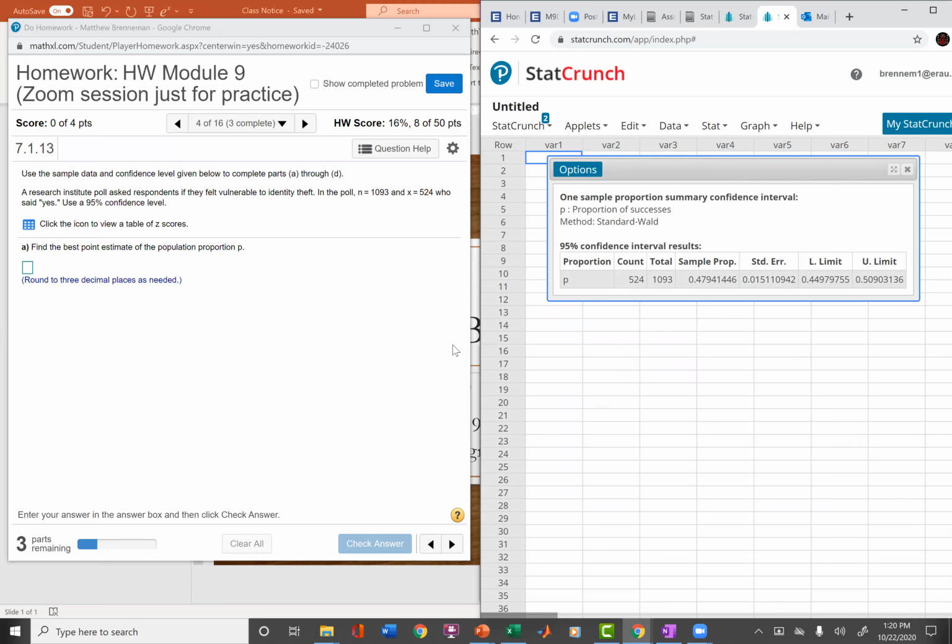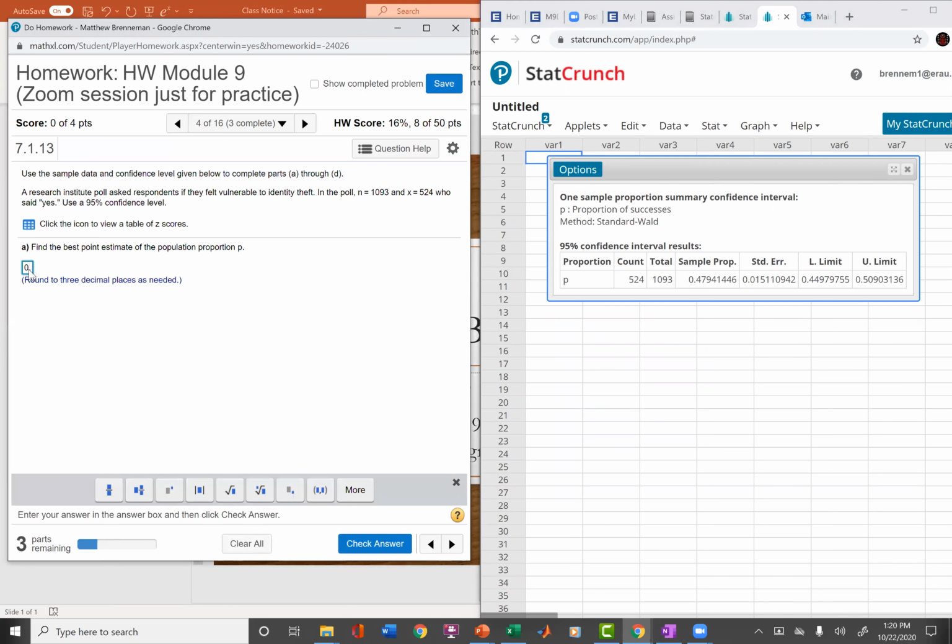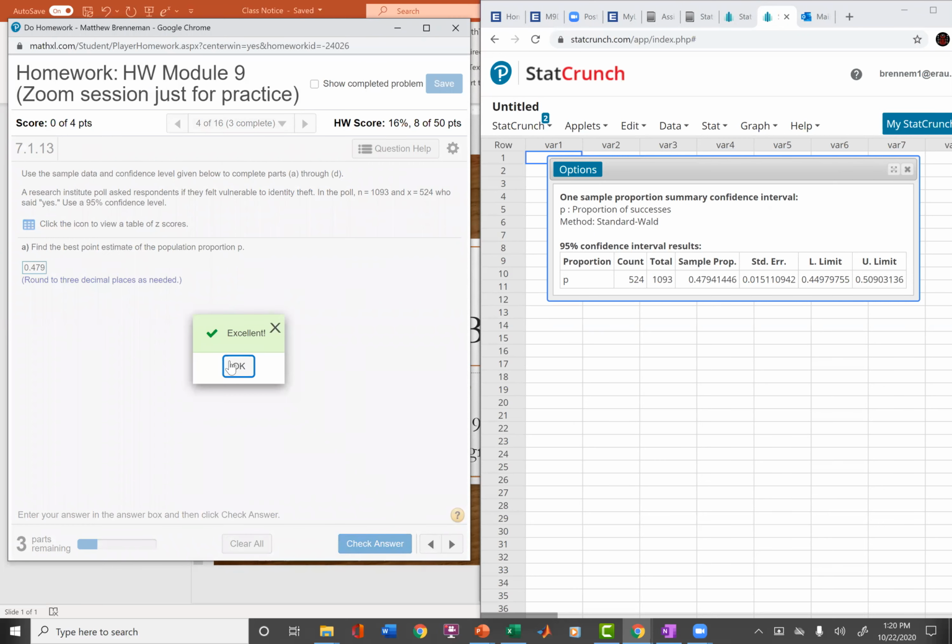Point estimate is a sample proportion, right? So you can go ahead and just copy and paste that, right? Sometimes it will ask you to enter it in terms of a percentage, and when it wants percent, it'll put a percent sign here, but I don't see it. So I know they just want a decimal, right? And usually percentages won't have as many decimal places. Usually it's just one decimal place. Everything good so far?